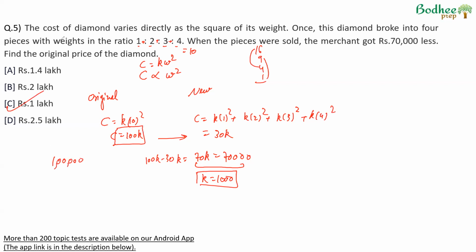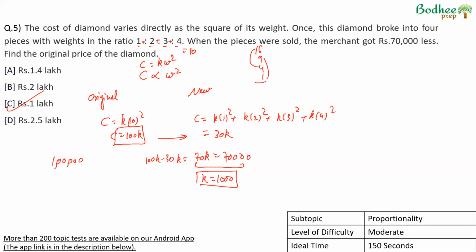Option C. Again, this question is a direct proportionality question, and similar questions about stones breaking into smaller parts have been asked in previous exams. A very similar question was there in CAT 2022 23 slot 2 as well. So it's a moderate level of difficulty question, might take about 2.5 minutes to solve. But since such questions have been asked, you should ideally be familiar with this question.